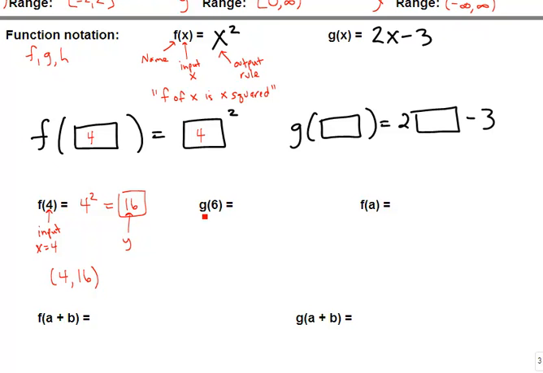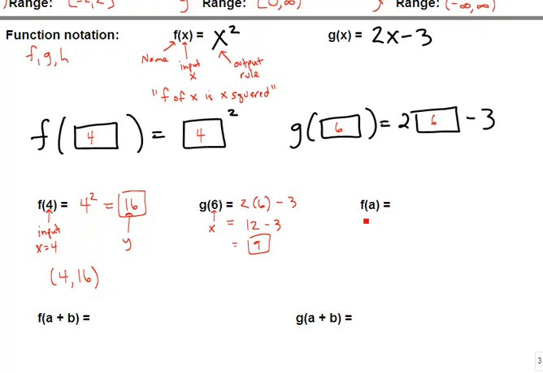Okay, let's try g of 6. So now we want x to be 6, the input is 6, and we want to substitute in 6 for x in our rule for g. Or if we go over to our more general notation, we're going to put 6 inside these boxes. So we're substituting in 6, and we would want 2 times 6 minus 3, and then we just want to simplify that. 2 times 6 is 12. 12 minus 3 is 9, so our answer would be 9.